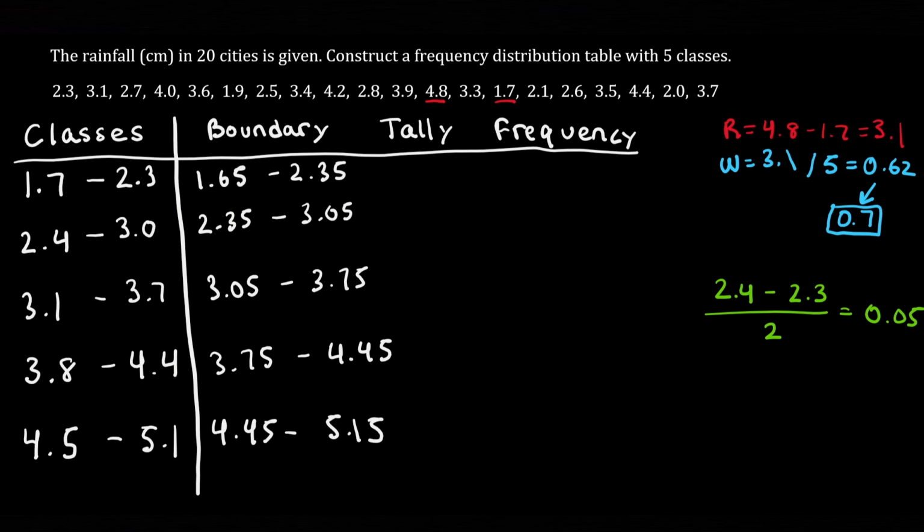Essentially what we've done is we've turned each upper bound to the midpoint of the upper bound and the lower bound of the next class. This leaves no gaps between each class.